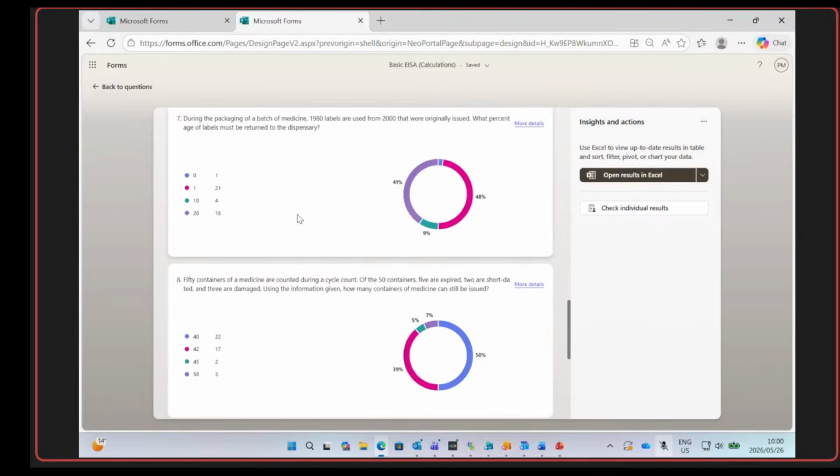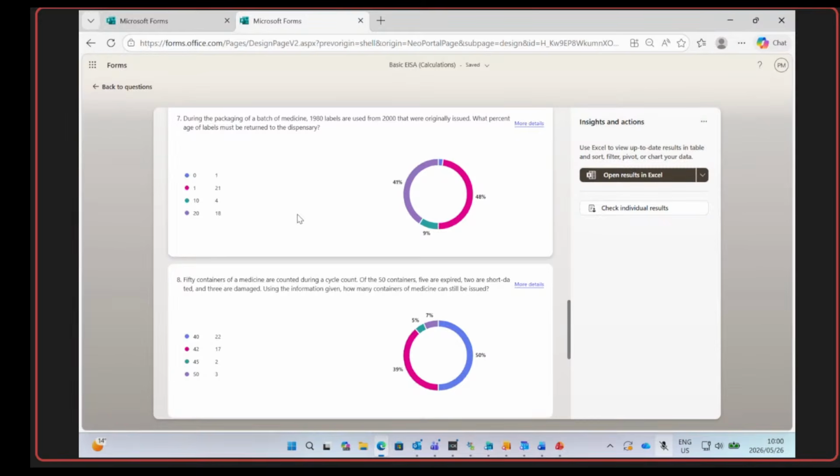During the packaging of a batch of medicine, 1980 labels are used from the 2000 that were originally issued. What percentage of labels must be returned to the dispensary? So we first need to calculate the actual quantity of labels that were not used. So it will be 2000 minus 1980. So it was 20 labels that were not used. So you take the 20 labels and divide that by the 2000 that were originally issued. And so that will be 20 divided by 2000 times 100.